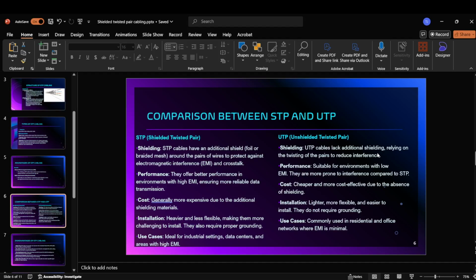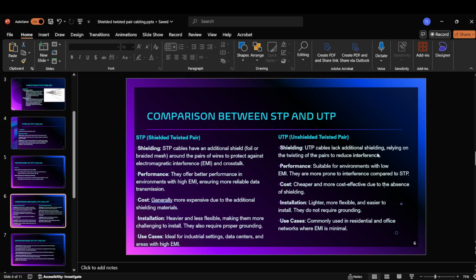Next is the installation. STP is heavier and less flexible, making it more challenging to install. It also requires proper grounding. UTP, on the other hand, is lighter, more flexible, and easier to install. It does not require grounding.